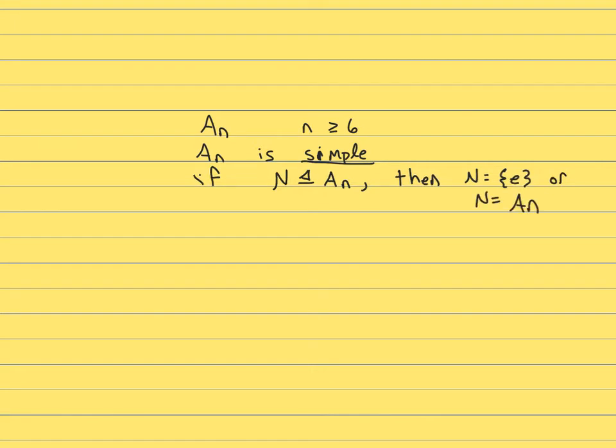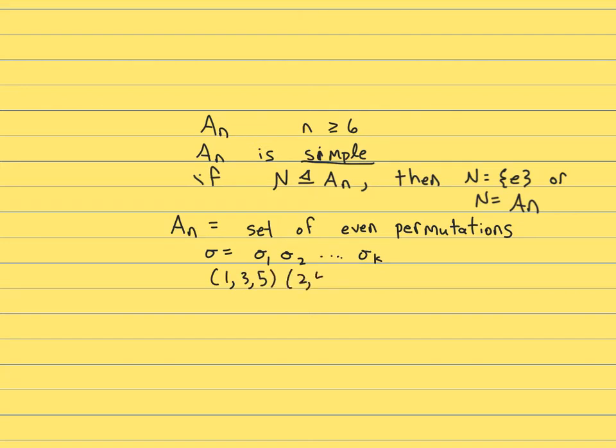We've discussed this briefly, but A_n is supposed to be the set of even permutations. And a good reminder of what that means is that every permutation can be written as a product of disjoint cycles. For instance, (1 3 5)(2 4 7)(6 8 9).